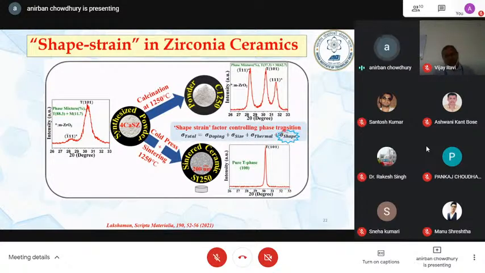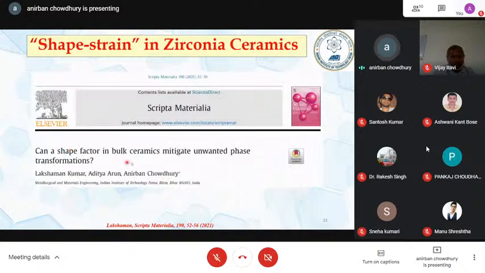We showed that when you shape it in a constraint, there is a shape strain, and that can mitigate a phase transformation, that can control a phase transformation. When that can control a phase transformation, you do not see any unwanted phase happening over there. How did we do? This is just this year we have published with one of my PhD students, Lakshman. So this is what we published this year on this theory.